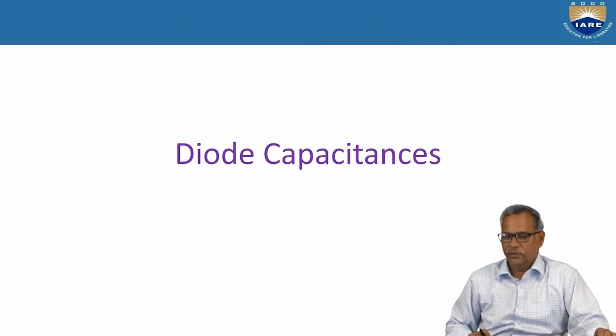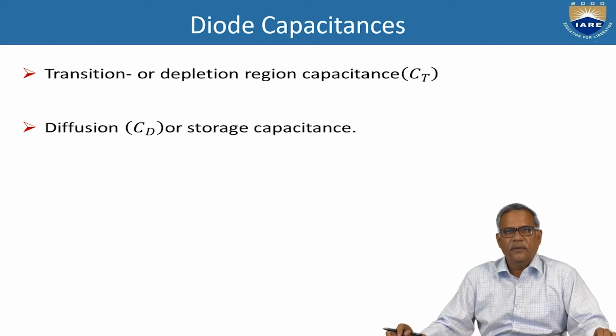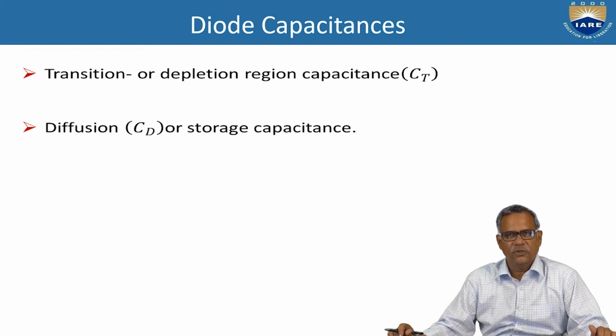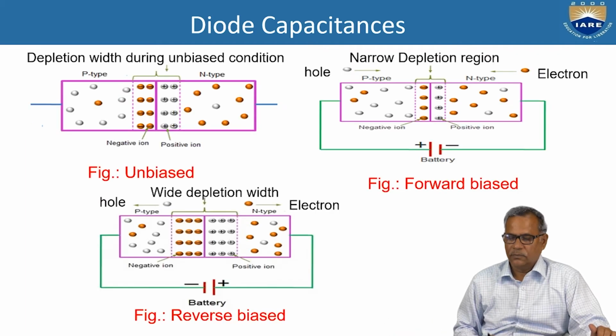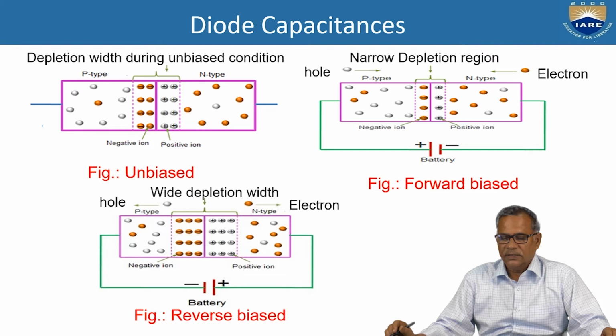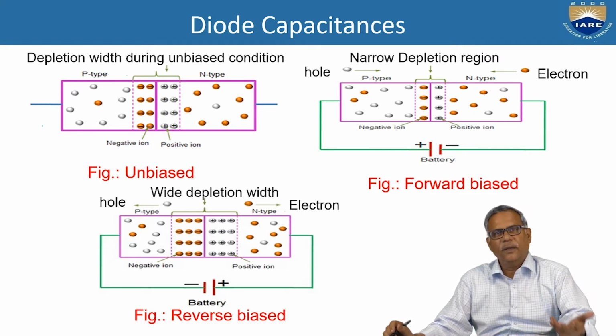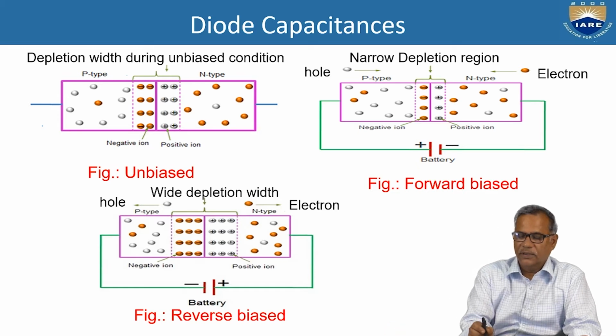Now coming to the diode capacitances, there are two types of capacitances which come into existence when we deal with the diode. They are the transition or depletion region capacitance, and the diffusion or storage capacitance. Now, this is the depletion region in the unbiased condition. That means when we don't apply any voltage to the diode, this is the condition of the diode.